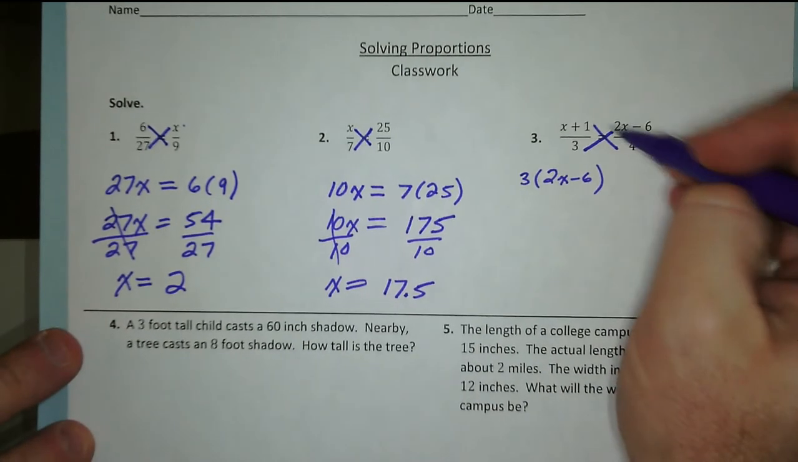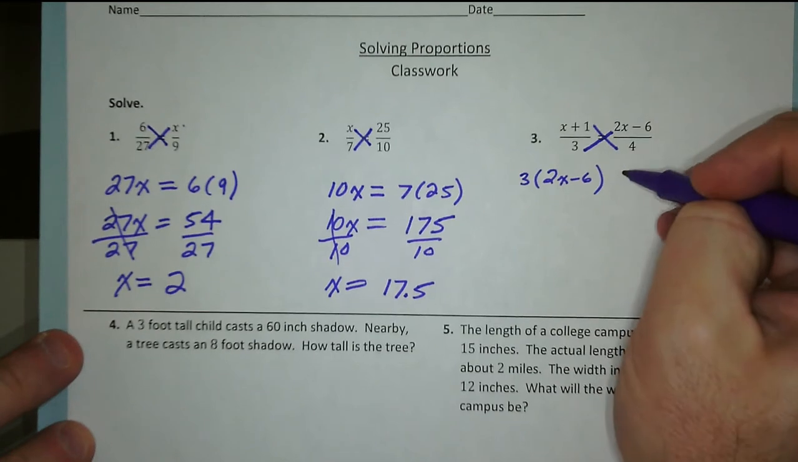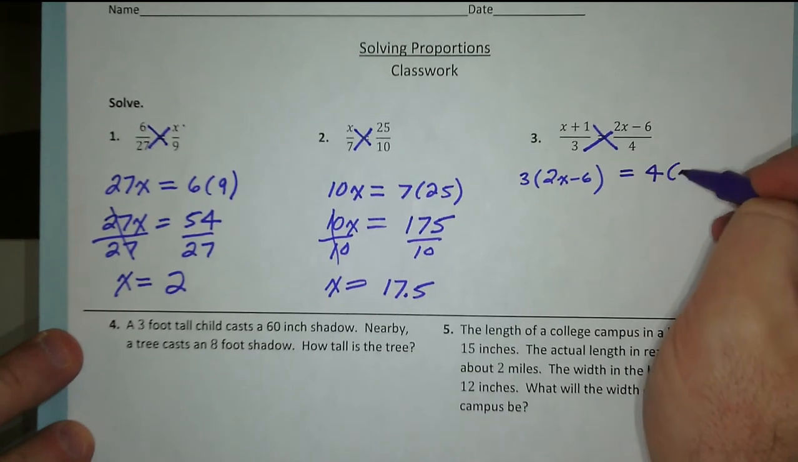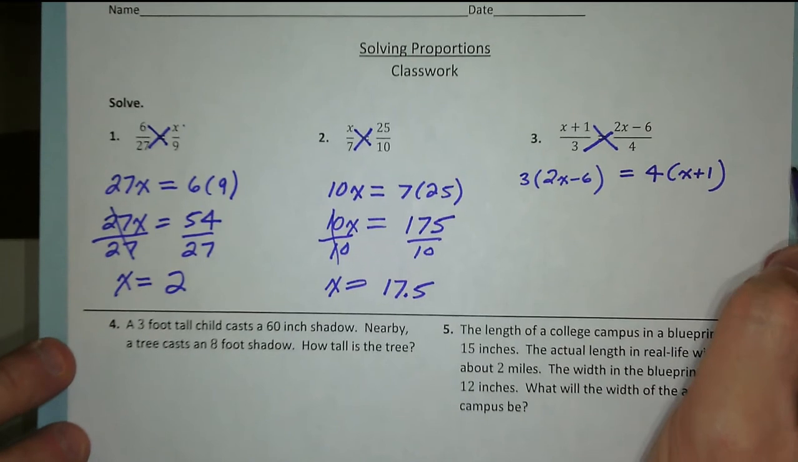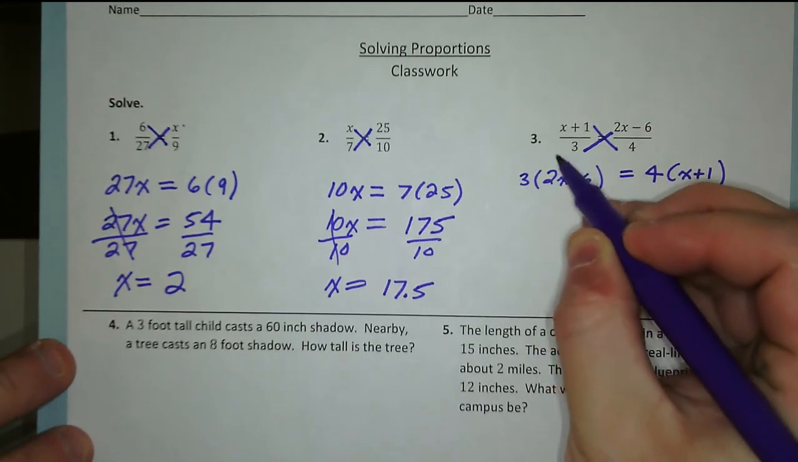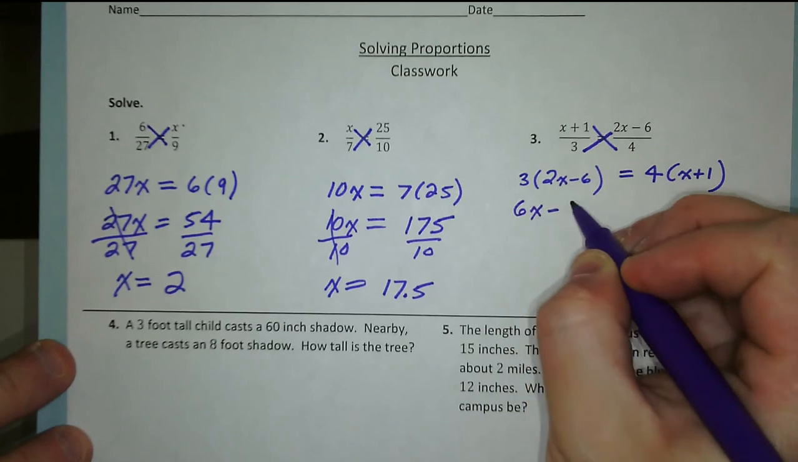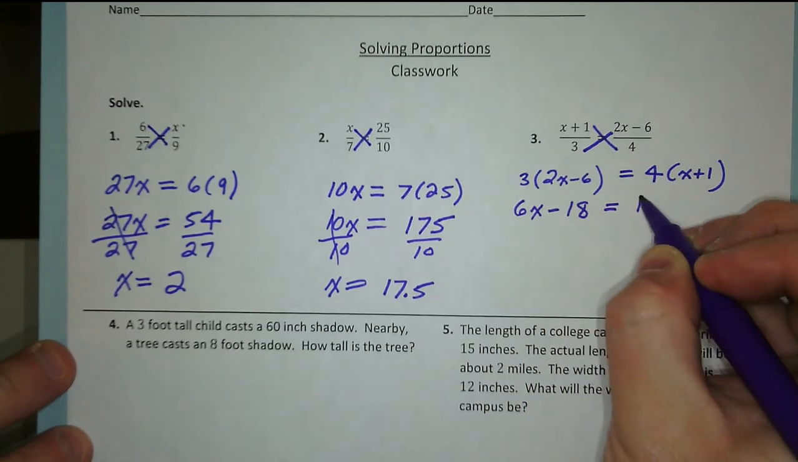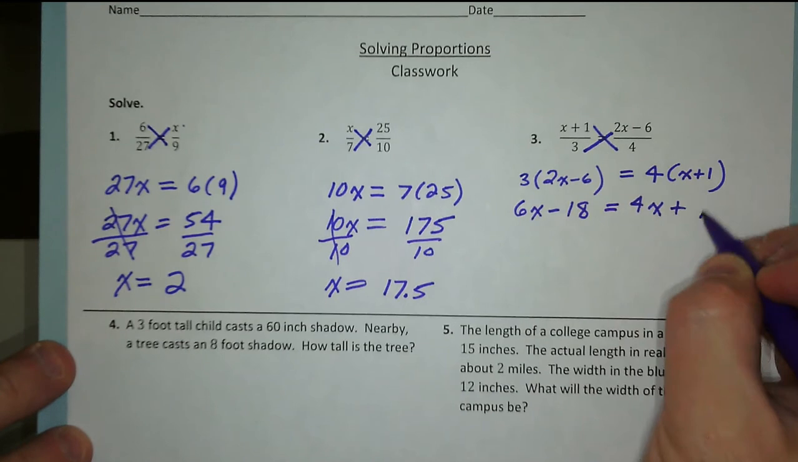Likewise, when you do this other multiplying, this 4 times that entire numerator of x plus 1, you need to have it in parentheses. And so when you distribute, you get 6x minus 18, I do believe. And then when you distribute over here, you get 4x plus 4.